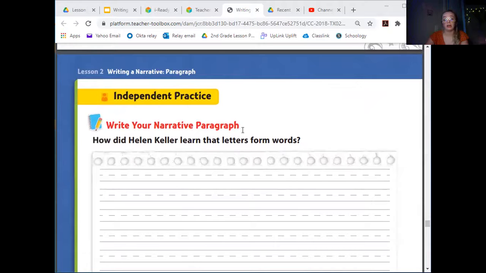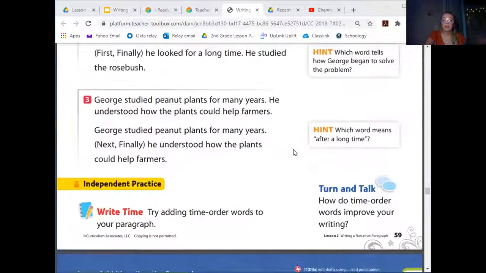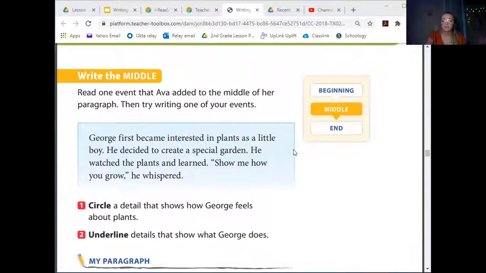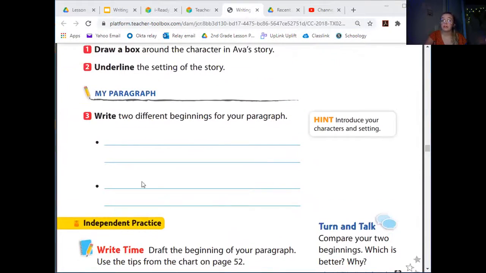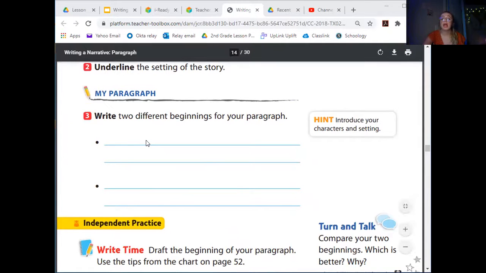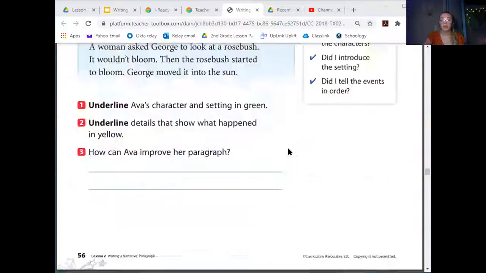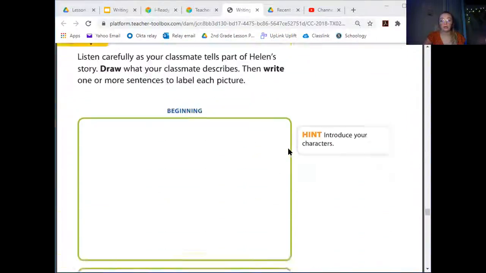It says, write your narrative paragraph. How did Helen Keller learn that letters form words? So you can turn back in your book to page 53, where you drafted your beginning. Pick your favorite beginning and copy it onto page 64. So you should take one of these and put it on page 64.